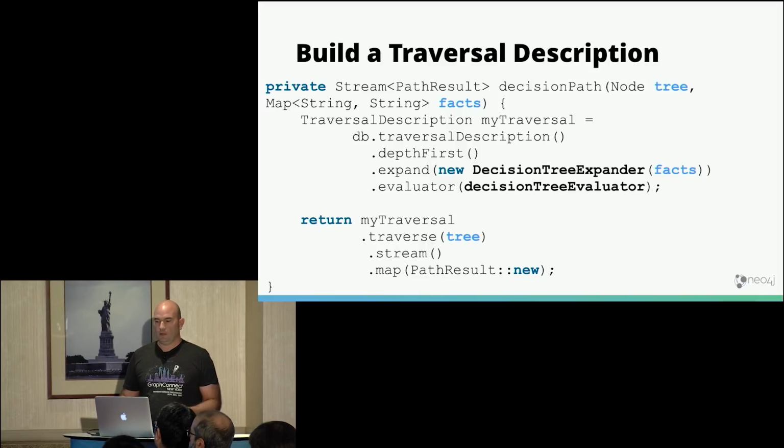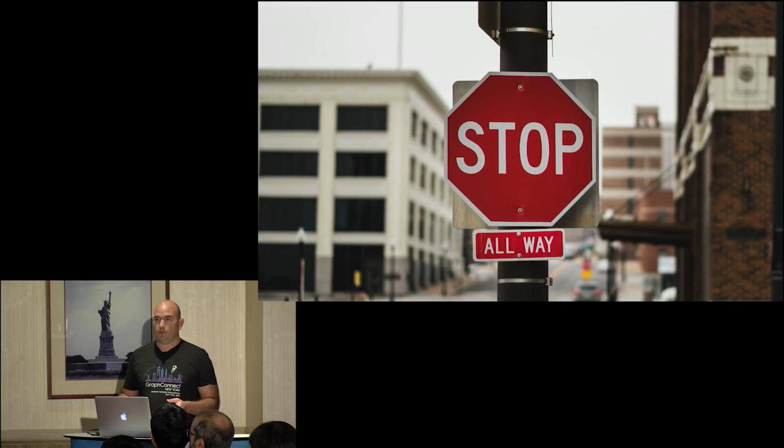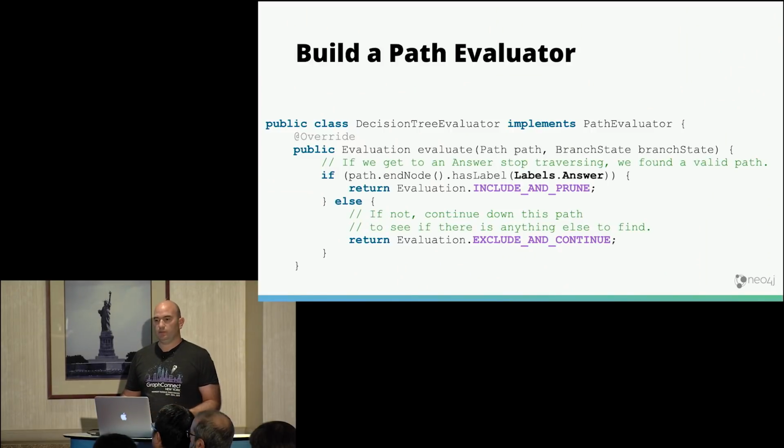All right. Now, the first thing we need is an evaluator. It tells us when do we stop traversing? When do we accept this path or not? And the evaluator looks like this, right? It says, if you get to an answer, then stop, because the path is good. Include the path and stop working, because you found the answer. If not, keep going until you find the answer. Really, really simple. So the evaluator is stupid simple. That's all it is. Keep going until you find an answer.